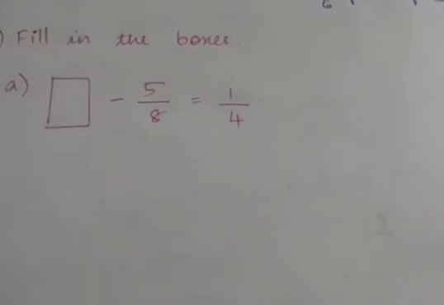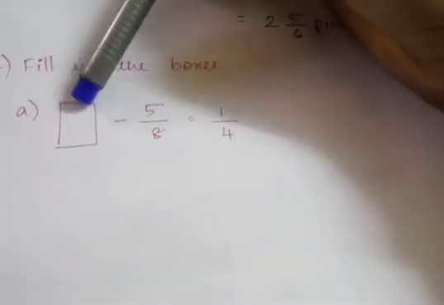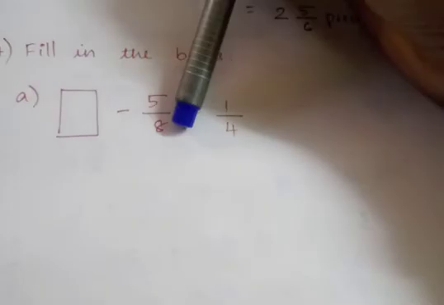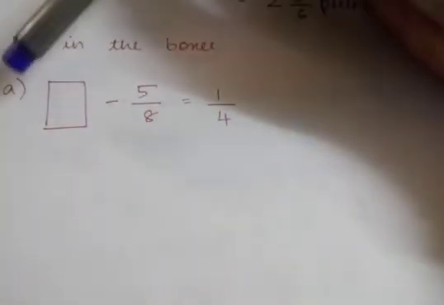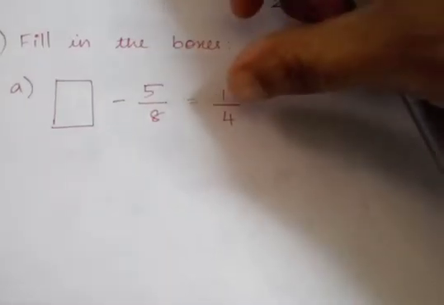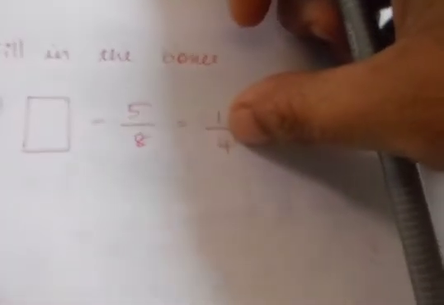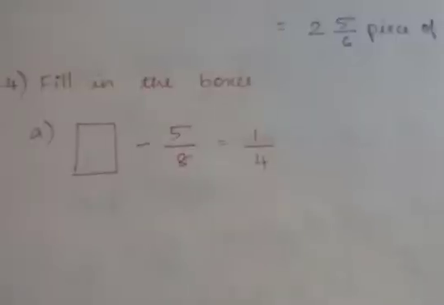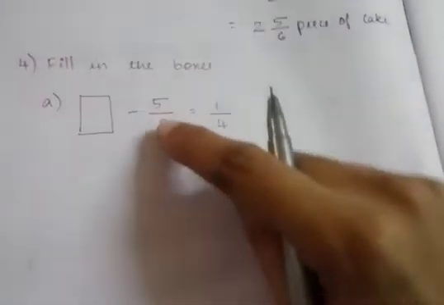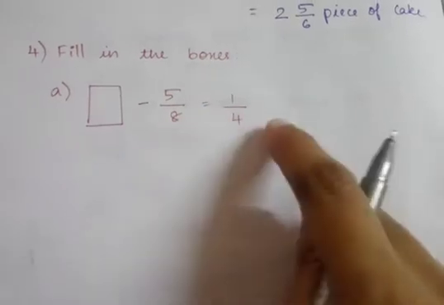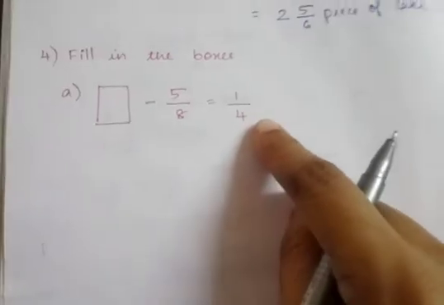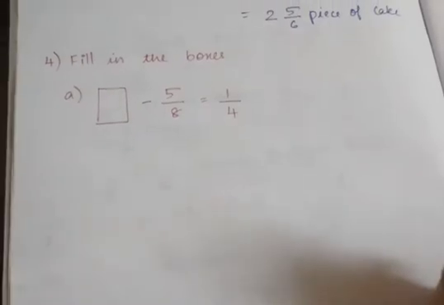Fill in the blanks. A box minus 5 by 8 equals 1 by 4. So we have to find this missing fraction. Actually, when it comes to the same denominator, like if it is 8 here and 8 there, then we can find the fractions easily. Yes, in the last exercise we used this type of problem. But here, in the question the denominator is 8, but in the answer the denominator is 4. So you should think something differently.